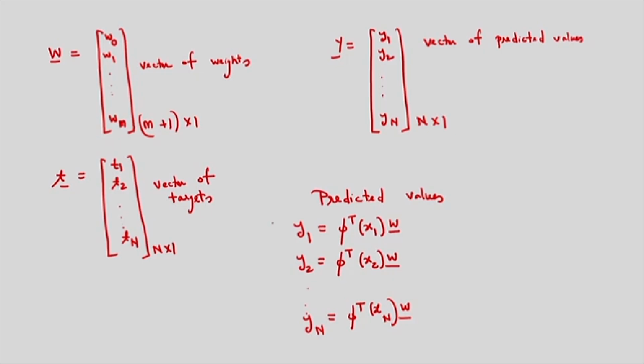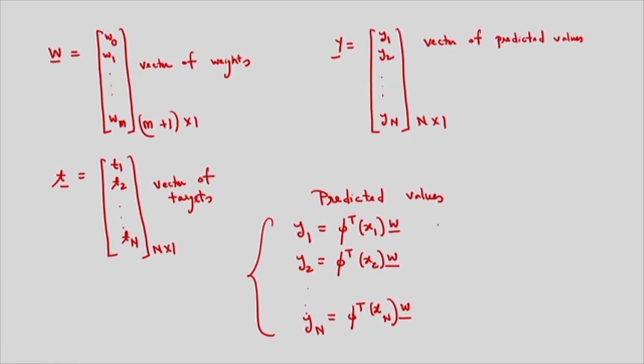So we have this predicted value, and how to get it? The linear combination of these basis functions gives the predicted value for each of the samples. And in this case, what do we have to do? We have to learn m plus 1 number of weights.